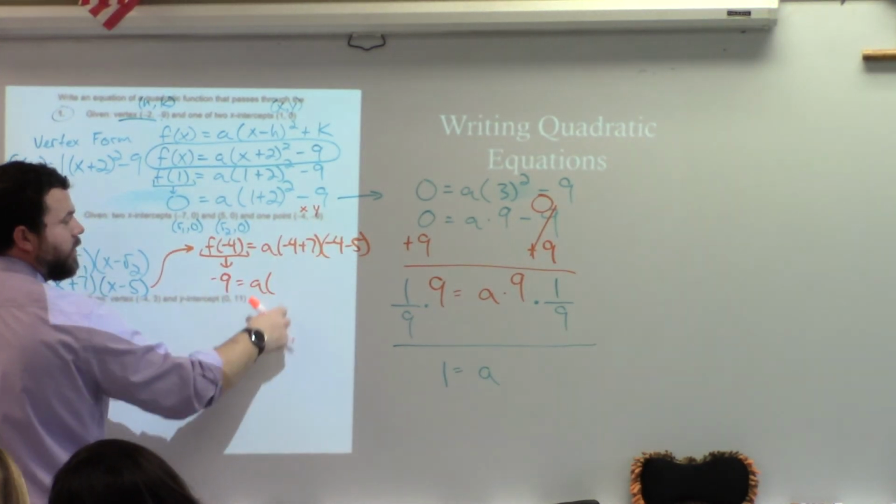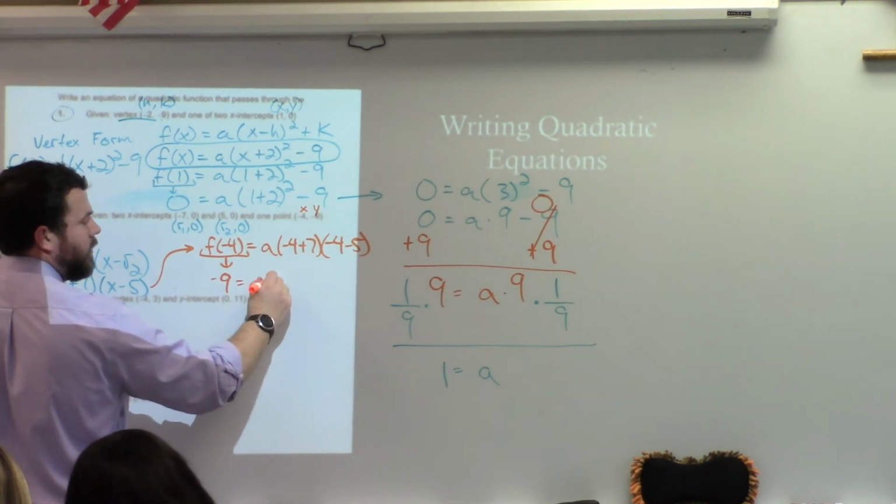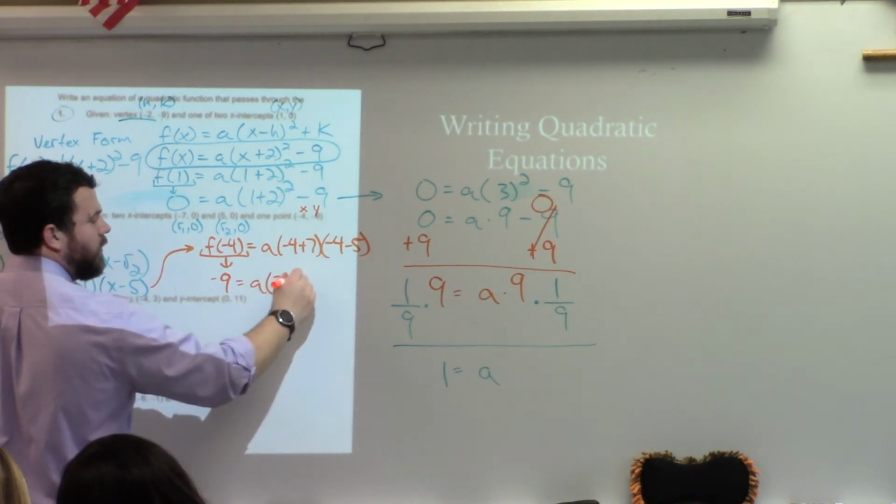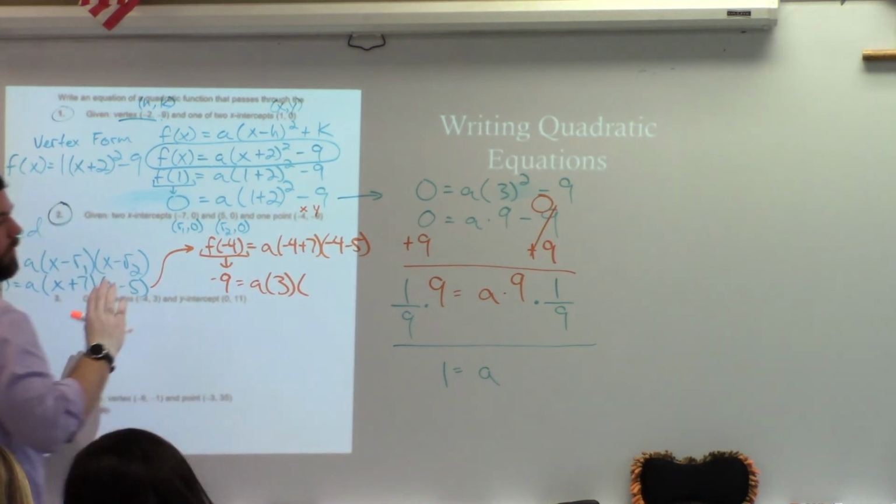And now I might go ahead and start simplifying. What's negative 4 plus 7? 3. And negative 4 minus 5? Negative 9. See, so I want to pause and I do want to point this out.